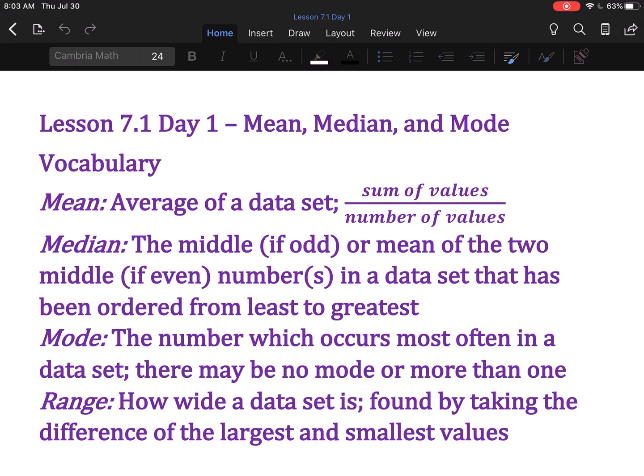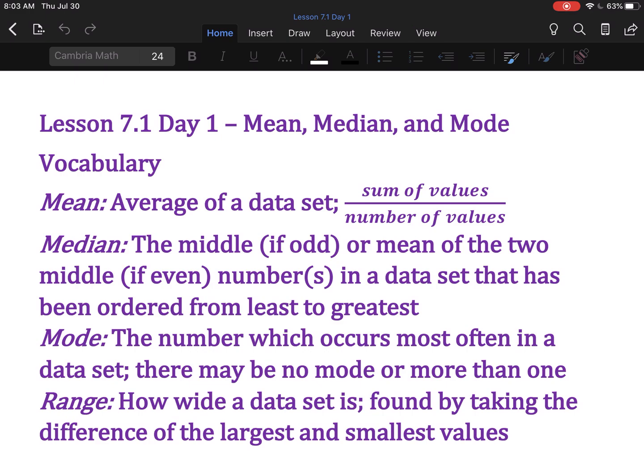Mean is the average of a data set. To calculate it, we add up all the numbers and we divide by how many numbers there are. You will be allowed the use of a calculator for this unit, so that won't be too terribly difficult.